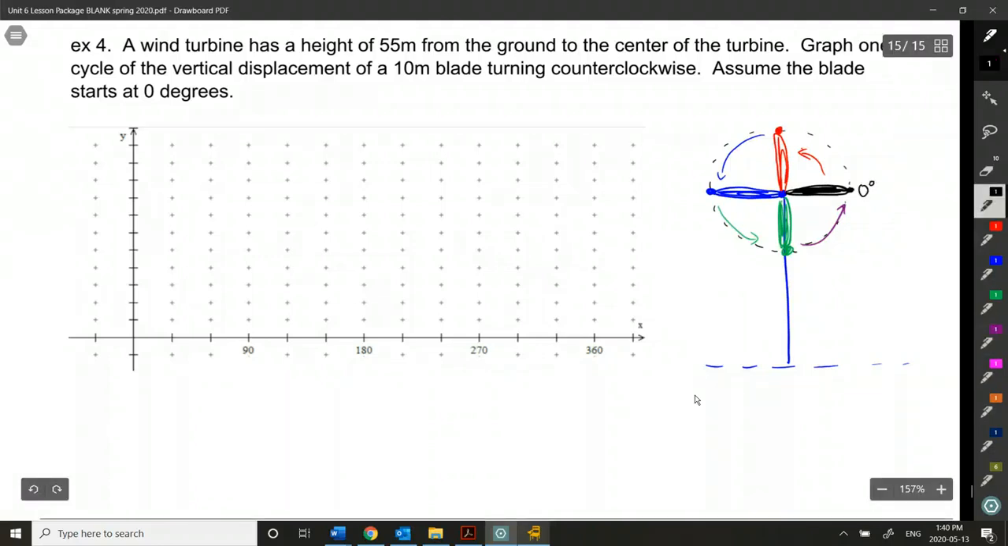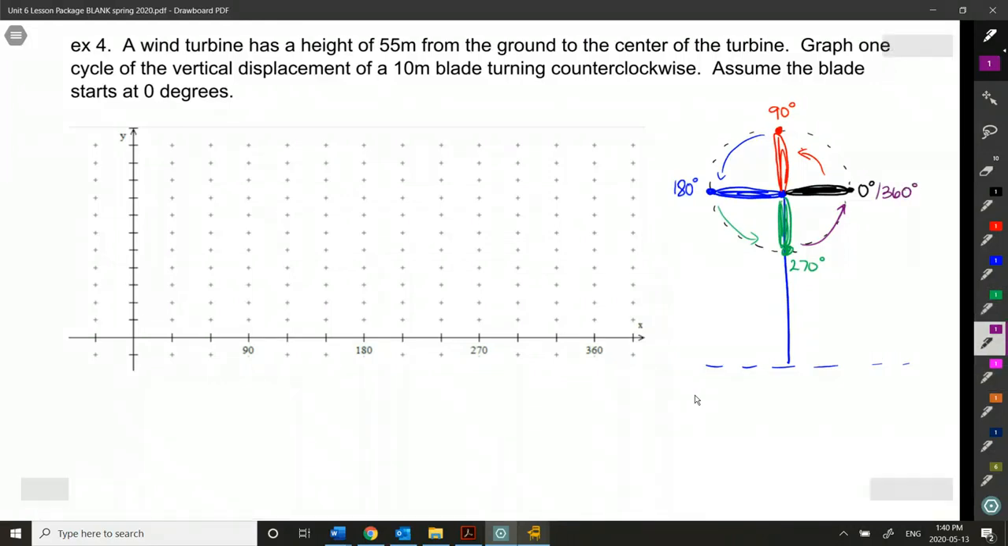So we need to figure out, as that blade is turning around, if this is the 0 degree mark, then of course each of these is going to be 90 degrees from that mark. So we can just put those in right now. That'll be 270 and 360. And we need to figure out the heights here.